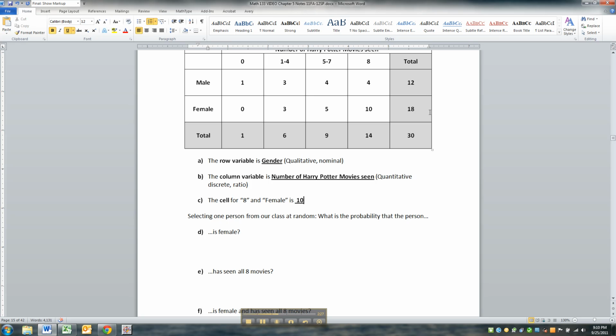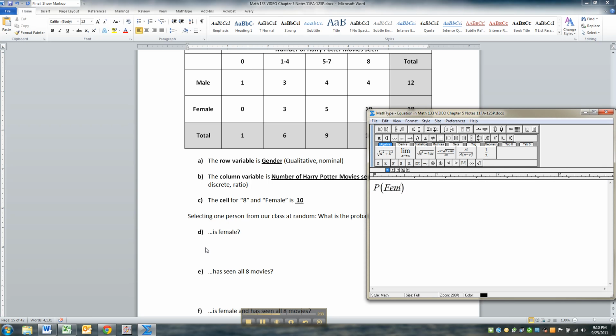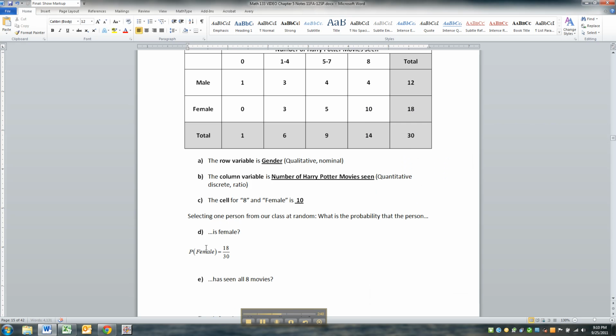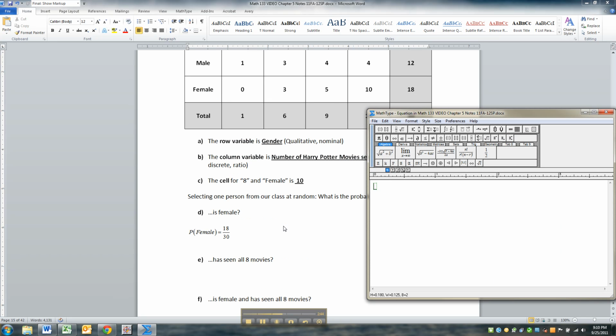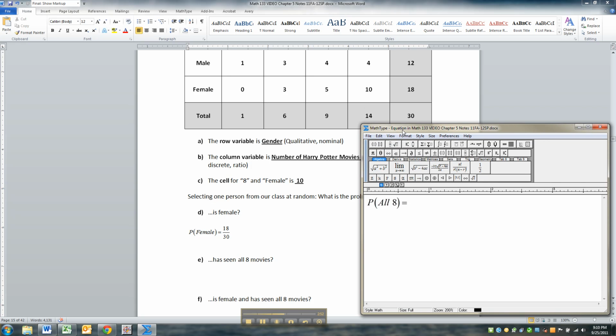Let's start with female. So there's 18 females out of 30 total. So the probability of female is equal to 18 out of 30. And again, you can find the decimal approximation for it with Excel or a calculator. What's the probability that the person has seen all 8 movies? That would be, I think it's 14. Yep. 14 out of 30.